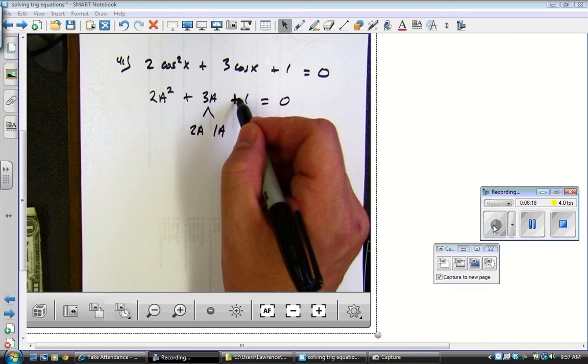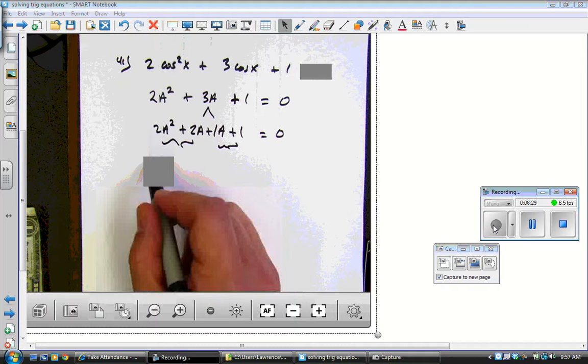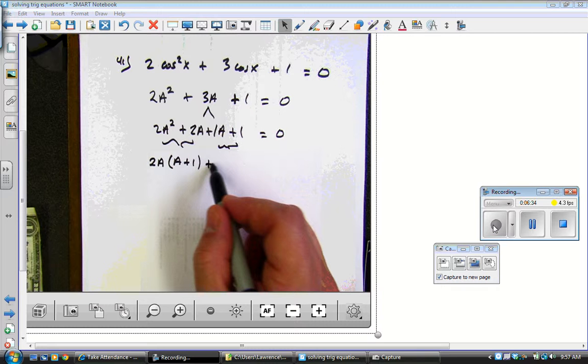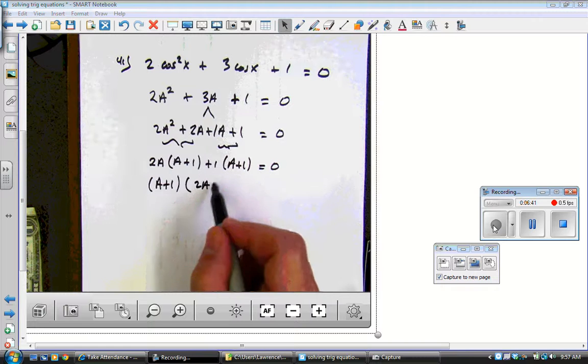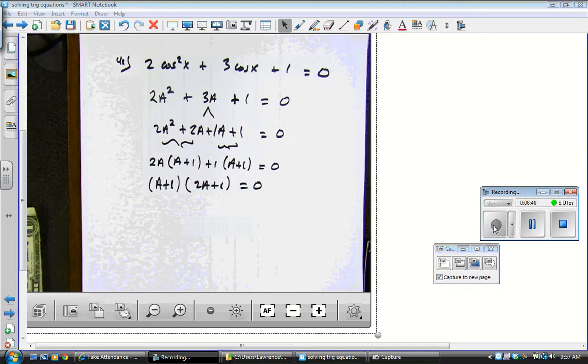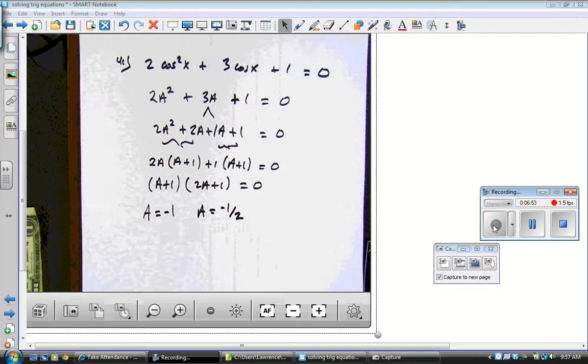So let's see. We'll group them. We can get out 2a here. That'll leave me with a plus 1. And then a 1, so another a plus 1. A plus 1 times 2a plus 1. But what's a? Cosine x. So we'll get cosine x equals negative 1 and cosine x equals negative 1/2.